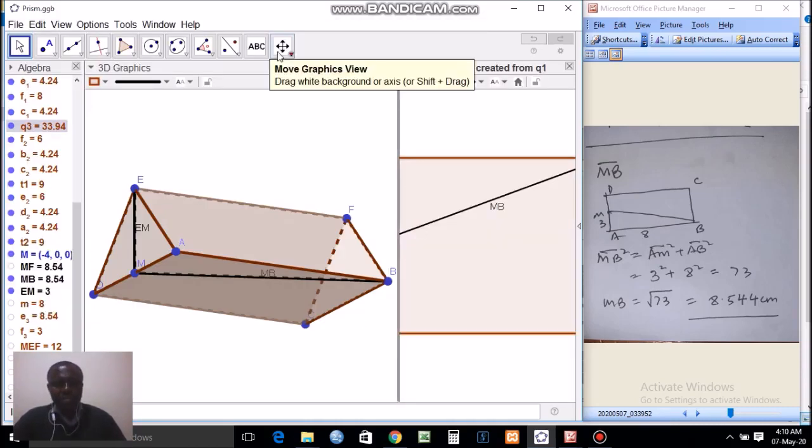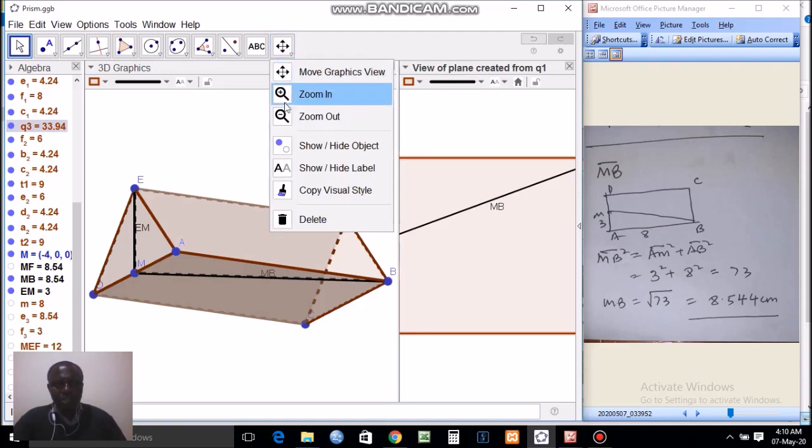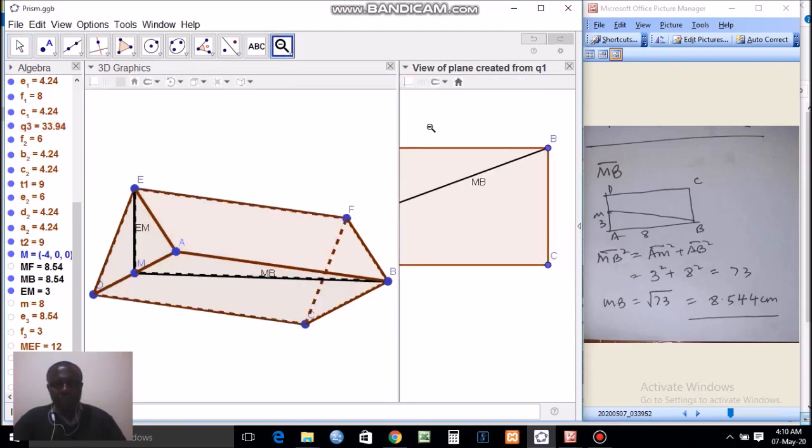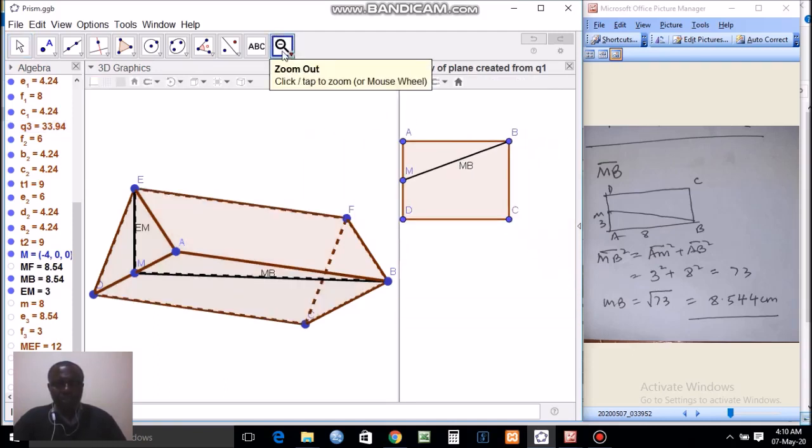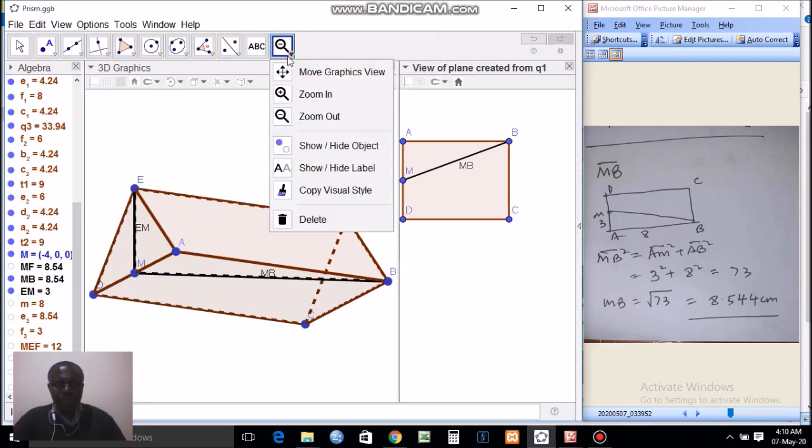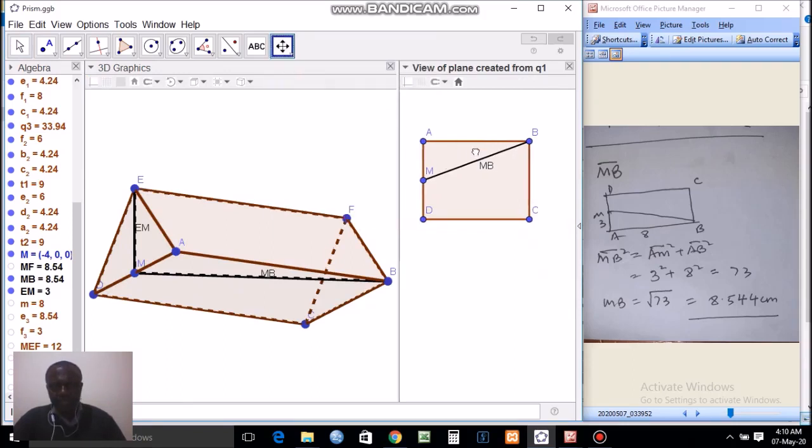We extract it and then we draw it on the side, and you can see it clearly. Here is the plane ABCD. Now you can see MB. AD is 6 centimeters and then AB is 8. Now we want to get the length of MB.